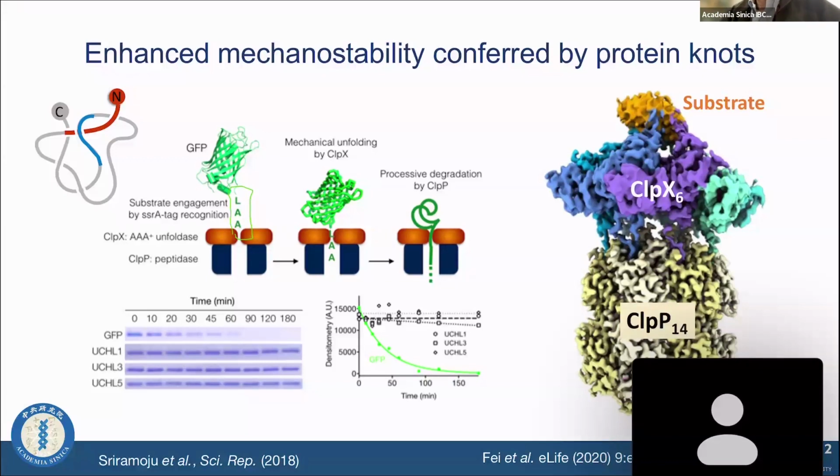degradation. So in the field, green fluorescent protein is a gold standard. It's a very, very stable protein, but it will be degraded within 20 to 30 minutes. In contrast, for our 5-2 knotted UCHs, after 3 hours, we don't see much reduction, suggesting that this protein is mechanically very stable compared to green fluorescent protein.